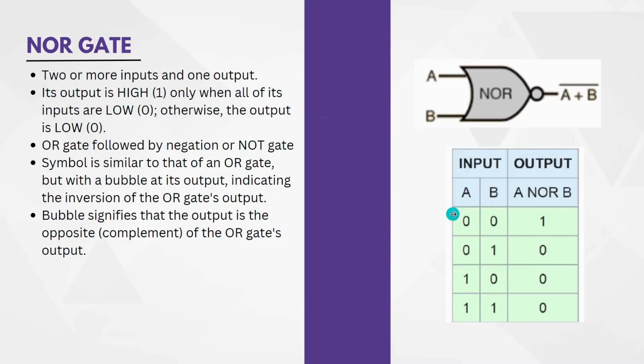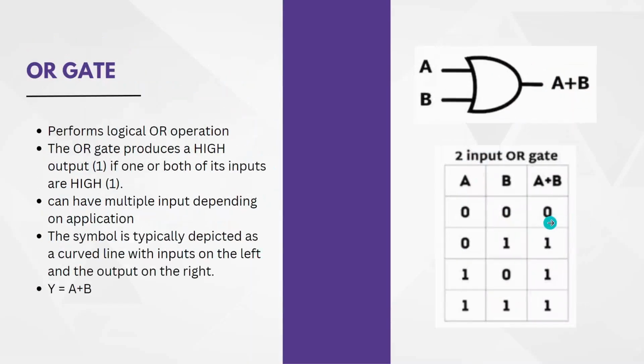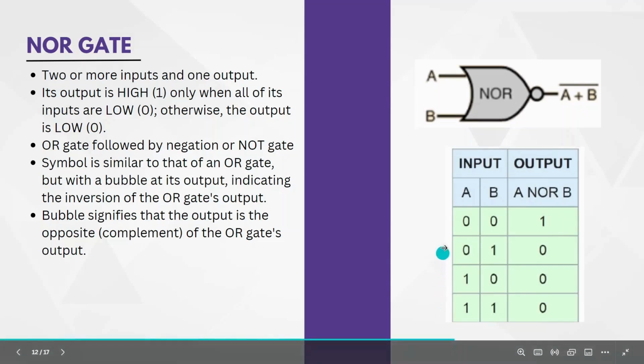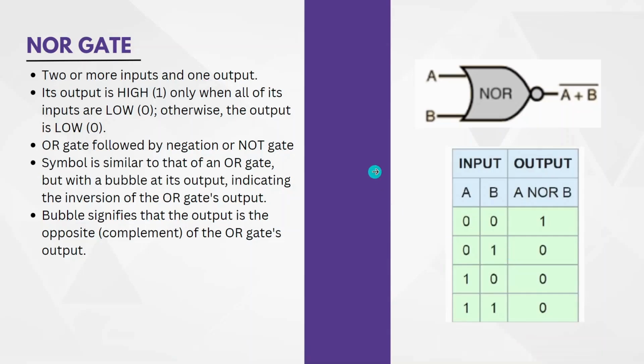So in this truth table, you can see that in the first combination, both the inputs are 0. Only in that case, the output is 1. This 1 is the complement of the output which we have in the OR gate in this case. So the complement of A plus B is 1, which is the output of NOR gate. Similarly, in these cases, since at least one of the inputs is 1, the output is 0. So this was about the NOR gate.